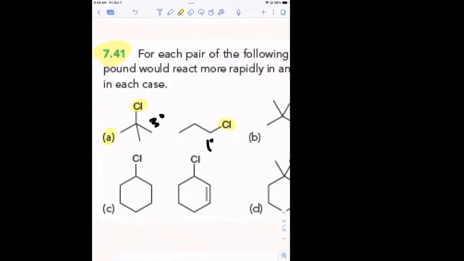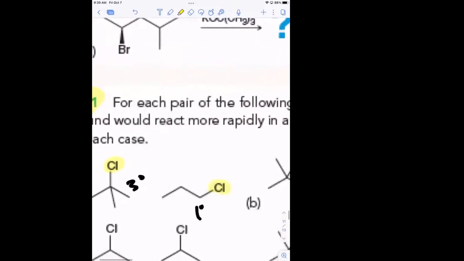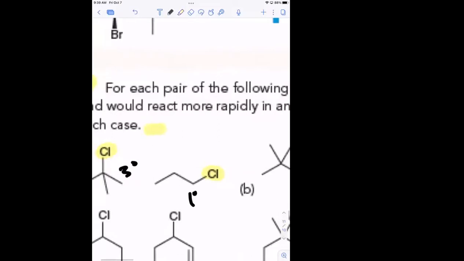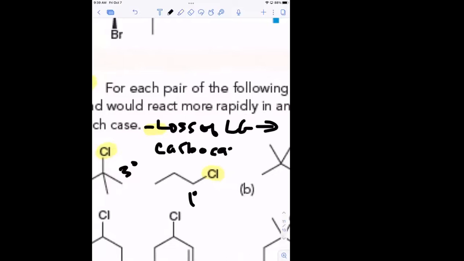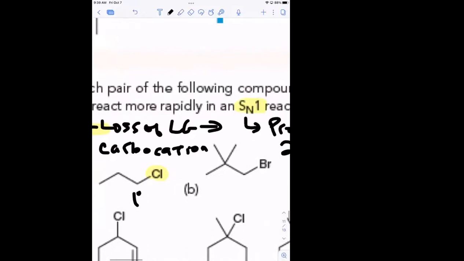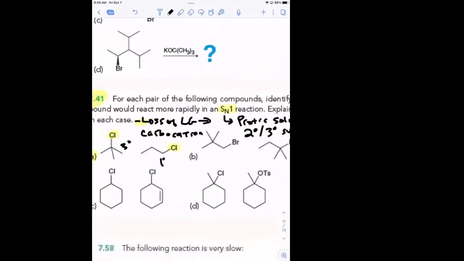Is it loss of leaving group or is it nucleophilic attack? The first step in the SN1. The first step is the loss of leaving group to give you a carbocation. That's what this question is asking about, which is basically asking which carbocation would be more stable if the leaving group left. Right, so the loss of leaving group is going to result in a carbocation.